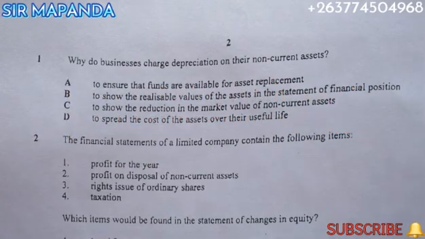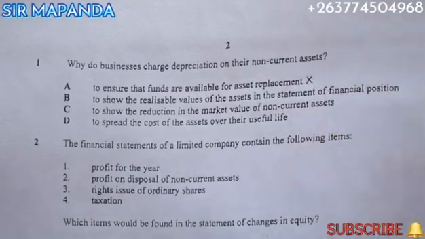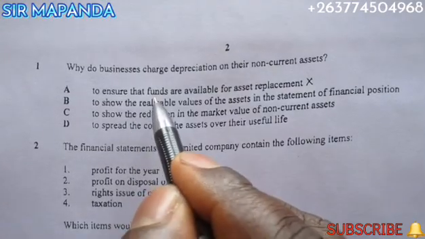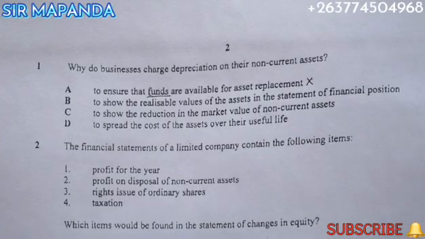It reads, why do businesses charge depreciation on their non-current assets? Option A, to ensure that the funds are available for asset replacement. So option A is wrong. Why? Because depreciation is a non-cash item. So if there is the word funds, it means depreciation does not qualify.